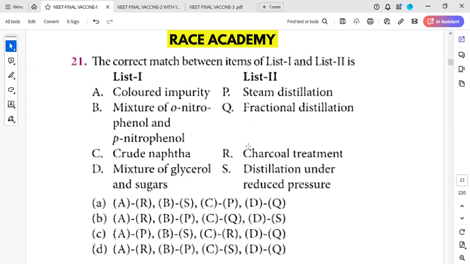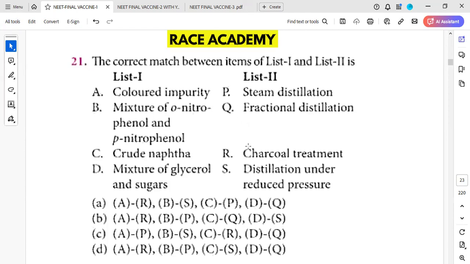Okay. Next, question number 21. Correct match between items of list 1 and list 2 is: we have list 1 and list 2. In list 1, we have colored impurity, mixture of orthonitrophenol and paranitrophenol, crude naphtha, and mixture of glycerol and sugars. In list 2, we have steam distillation, fractional distillation, charcoal treatment, and distillation under reduced pressure. If you carefully observe, colored impurity can be easily removed by using charcoal treatment.